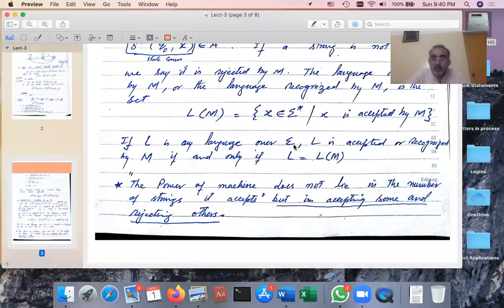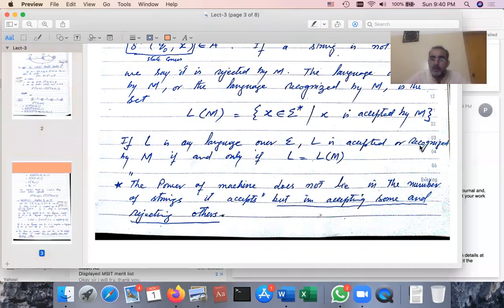If L is any language over sigma, and L is accepted or recognized by M, keep this in your mind, if and only if L is equal to L of M. So from my previous definition, we can say that L is equal to the language of the FA only if L is accepted or recognized by this M. And if it is accepted, then all the strings of this language L from sigma will be accepted or recognized by this M. And if that is true, then this L is the language of that FA. That's why we can say L is equal to L of M.